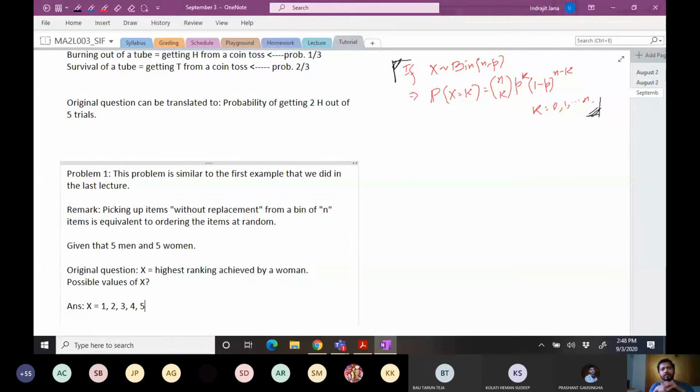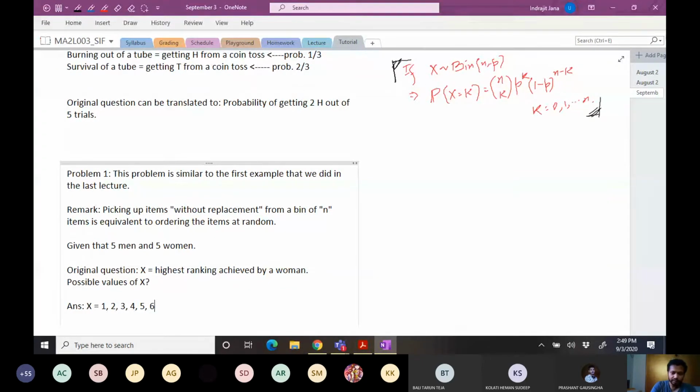Okay, the highest rank of a woman cannot be more than 5, because in the worst case, what might happen is all 5 women are at the bottom 5. Even in that case, the highest rank achieved by a woman is 5. Oh, sorry, that is actually going to be 6. Yes, if the worst case is that all top 5 are boys and all bottom 5 are girls, then in that case the highest rank of a woman is going to be 6.